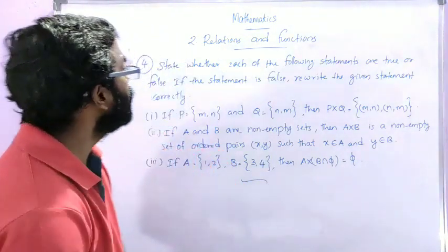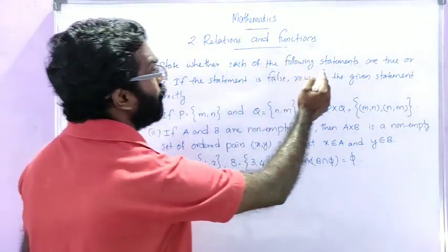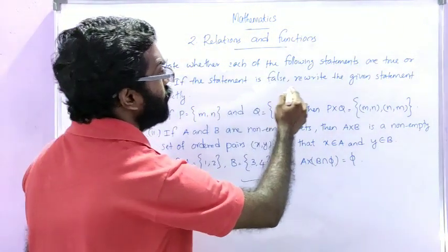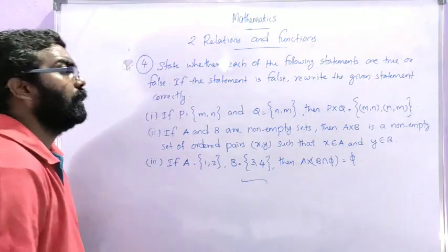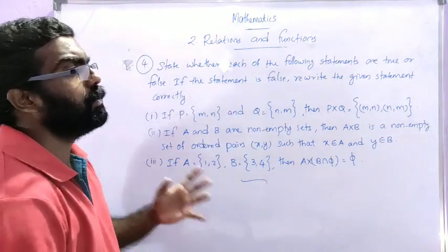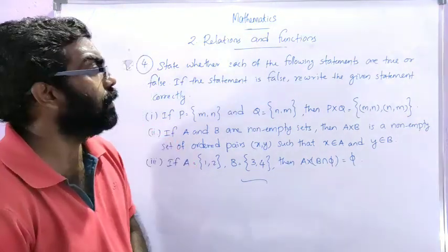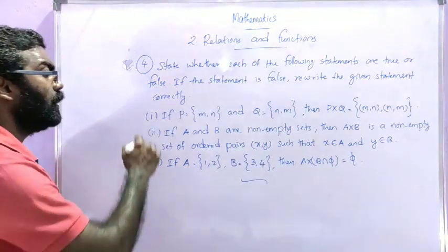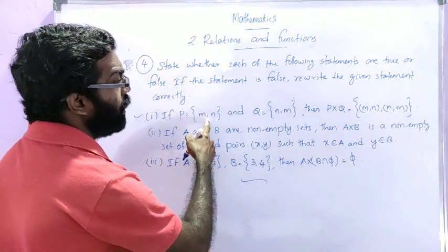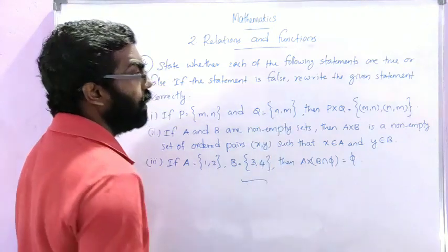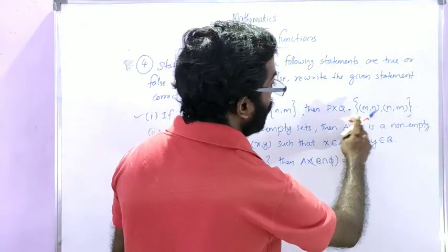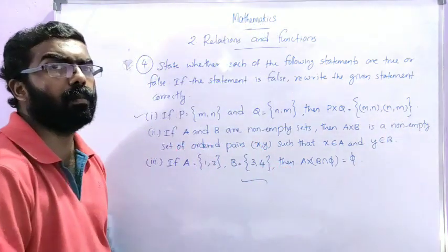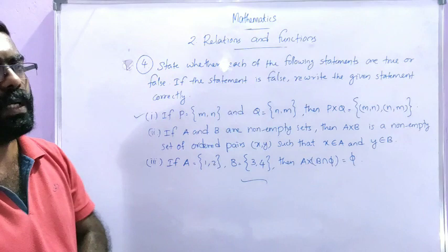Here the next question is, state whether each of the following statements is true or false. If the statement is false, rewrite the given statement correctly. Here three statements are given. We have to check whether each is true or false. If it is false, we have to rewrite the statement correctly. So the first question is, if P is equal to set {m, n} and Q is equal to set {n, m}, then P cross Q is equal to the set of all ordered pairs (n, n) and (n, m). Clearly we can say this statement is false.